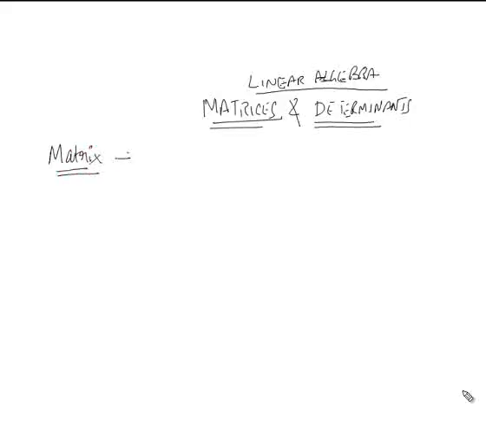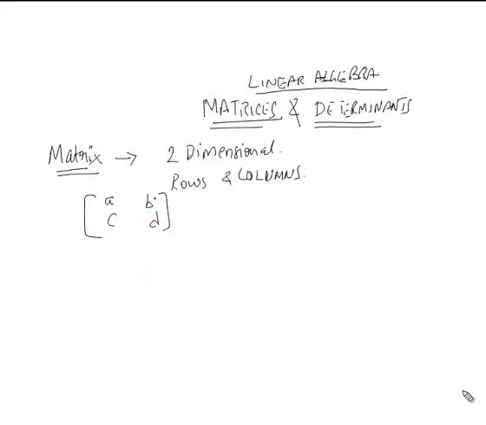What is a matrix? A matrix is a two-dimensional structure, for basic understanding, and it is going to have rows and columns. So it's going to look something like this: A, B, C, D. This is an example of a matrix. Clear? So a matrix is identified by the number of rows and the number of columns.